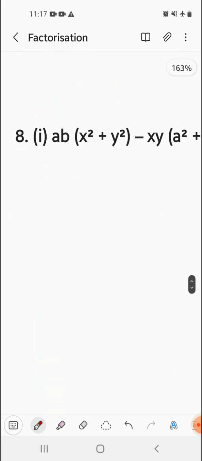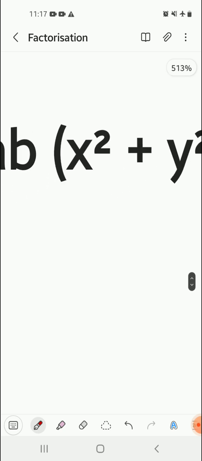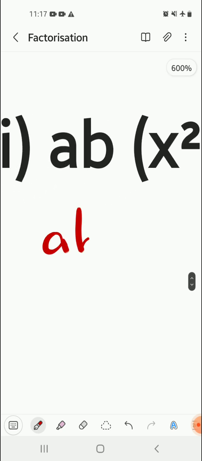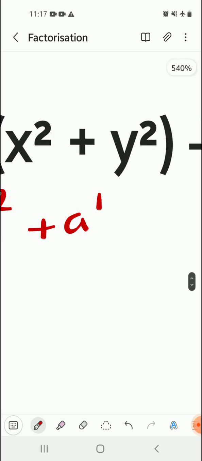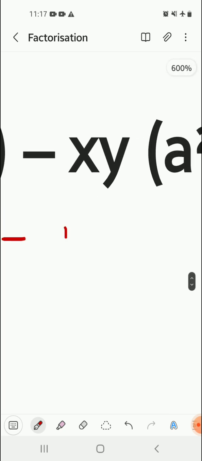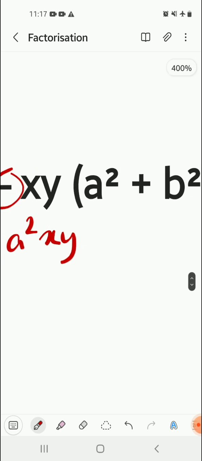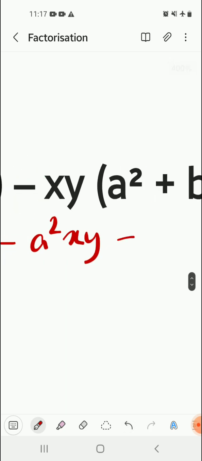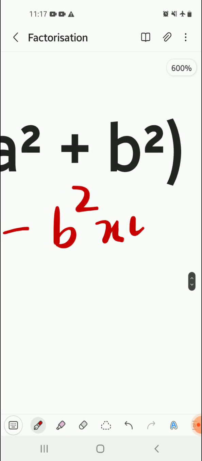Moving on to the next question. See, we have got this expression again. Now remove the bracket as we have done earlier in the previous sum. So ab into x square is abx square, plus ab into y square is aby square, minus xy into a square is a square xy. Again, minus into plus is minus b square xy.